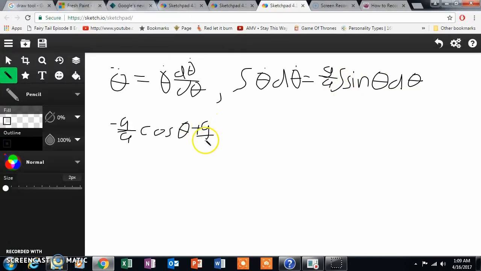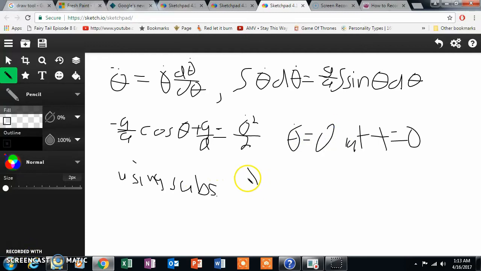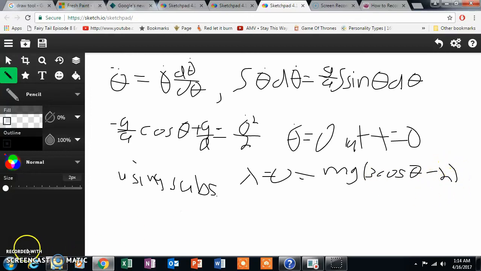So taking those integrals and rearranging the equations, we get negative g over a cosine theta plus g over a is equal to theta dot squared over 2. And so theta dot equals 0 at t equals 0. Now using substitution, we know that lambda is equal to 0, which is also equal to mg times 3 cosine theta minus 2. Thus, the ball will detach from the sphere 2/3 of the way down.